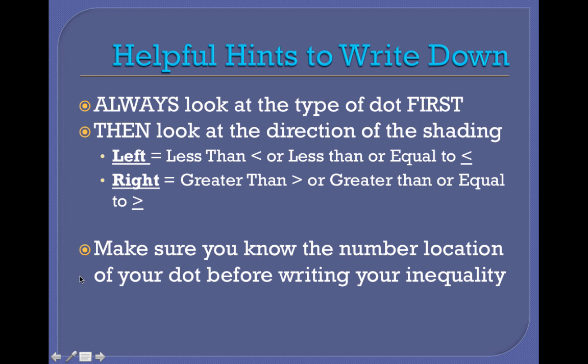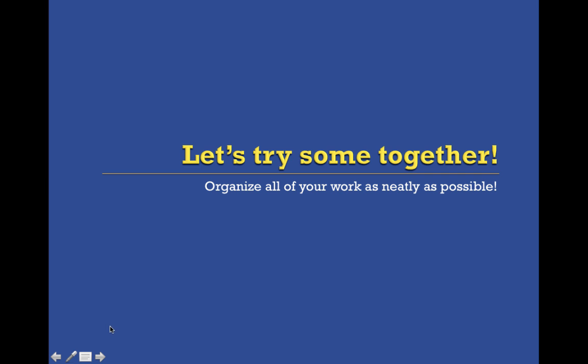And then lastly, you're going to make sure you know the number location of your dot before writing your inequality. So make sure you know what number that dot is on before you finally write your inequality with the sign and the variable. Let's try some practice problems together. Make sure you organize all of your work as neatly as possible so you can use it when you're doing your independent practice problems later.